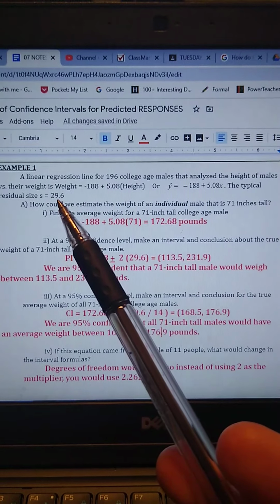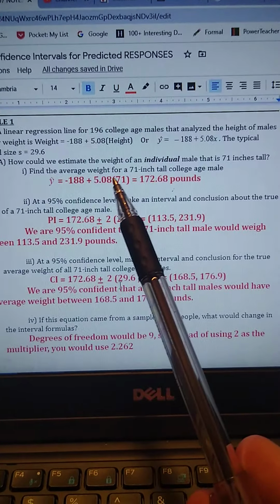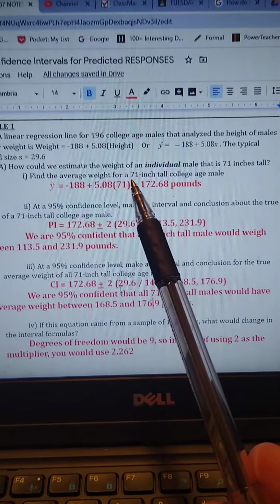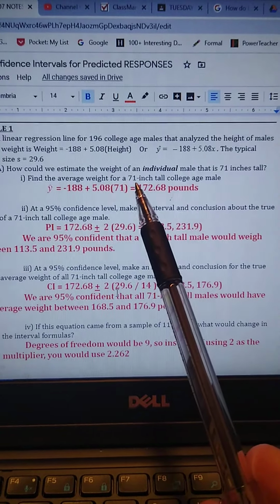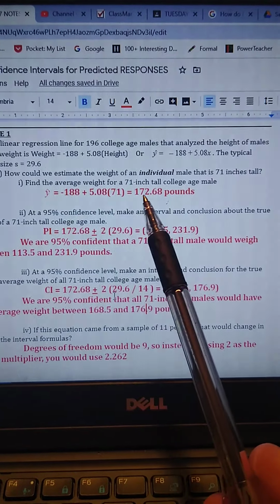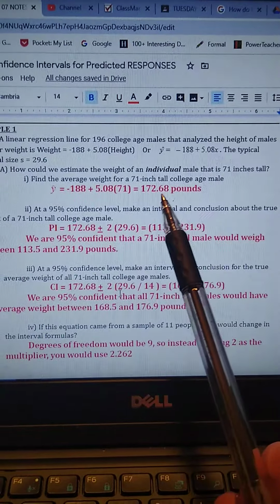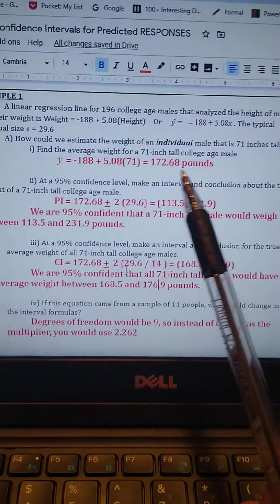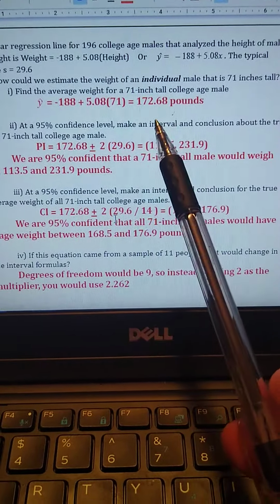Typical residual size, 29.6. So the first thing we're going to do is we need to find the average weight for a 71-inch tall college-age male. So if we're tracking college-age males, what does my equation predict their weight should be? So when I take the equation and plug 71 in for x, it predicts 172.68 pounds. So on average, that's what I would expect an individual that tall to be. But we know there's some room for error. It could be a little higher, a little lower.